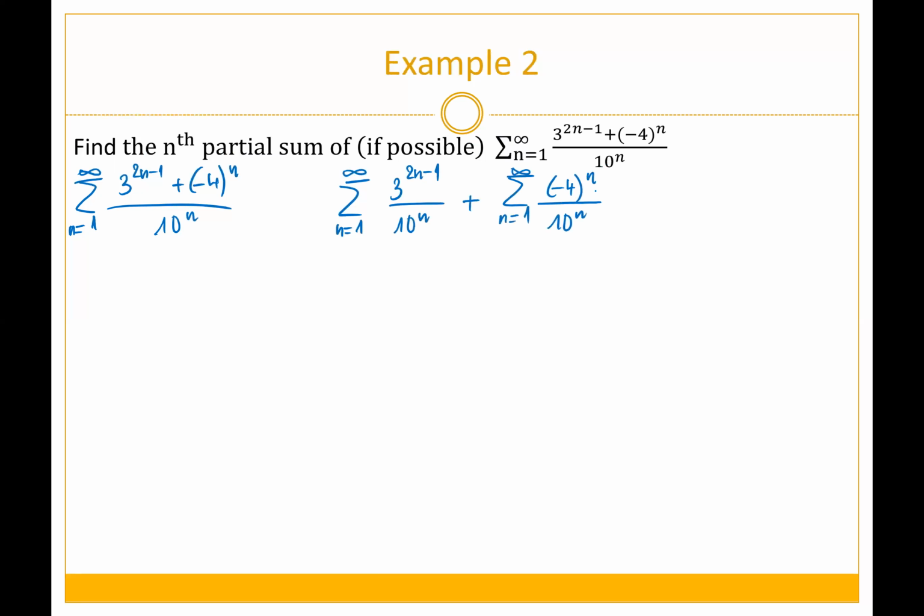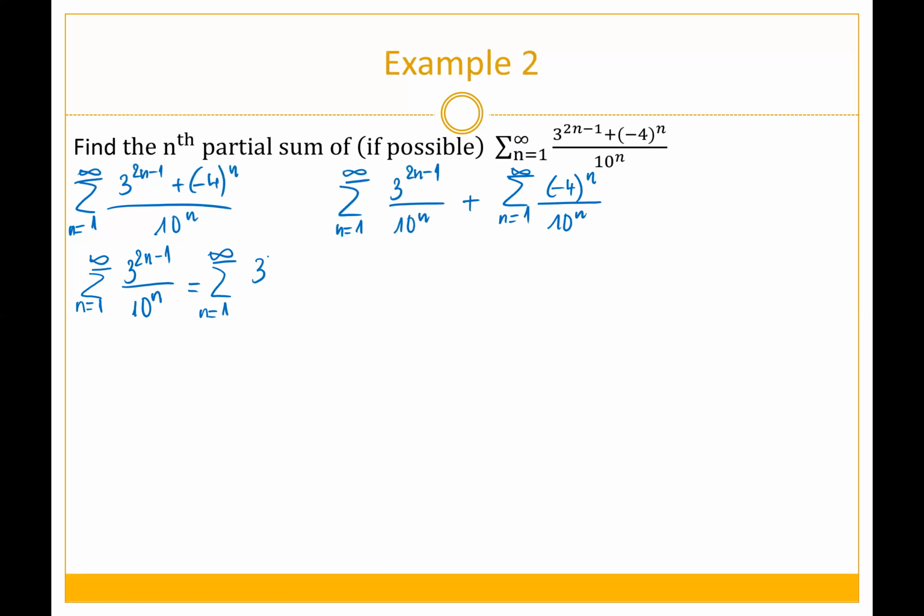Don't worry about it. So I'm looking at these, and if I want to put an equal sign here, each of them has to be convergent. So I'll check each of them. You have 3^(2n-1) over 10^n. Now this one gives us the series, so you have 3^(2n-1).